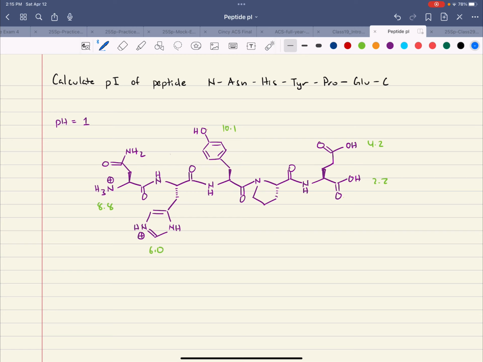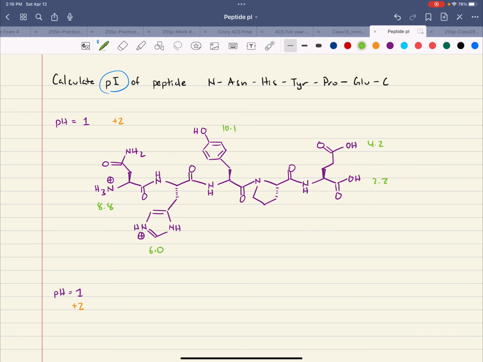For the PI, you're going to need to know the pKa's that sandwich the fully neutral peptide. The PI is literally the pH at which you have the most peptide chains that have a net neutral charge. At pH 1, we have a charge of +2. Let me show you how I would do this without having to draw all these structures. +2. The first pKa we cross over as we increase the pH is 2.2.